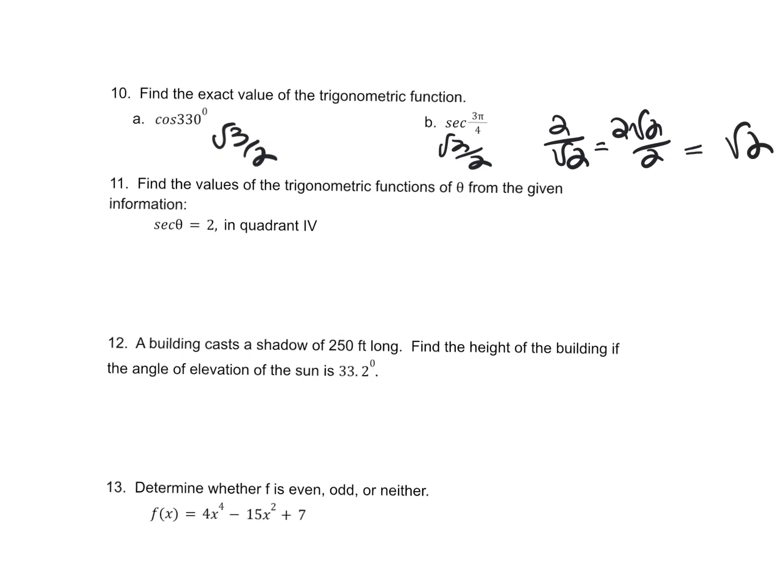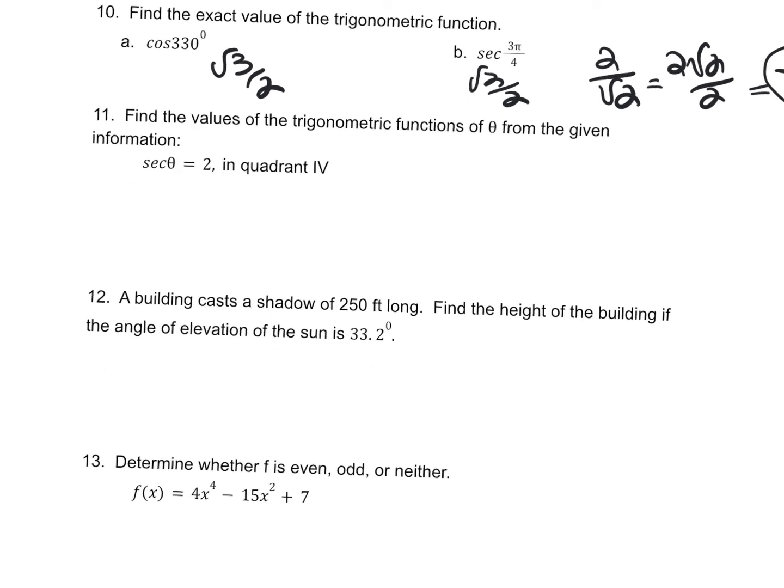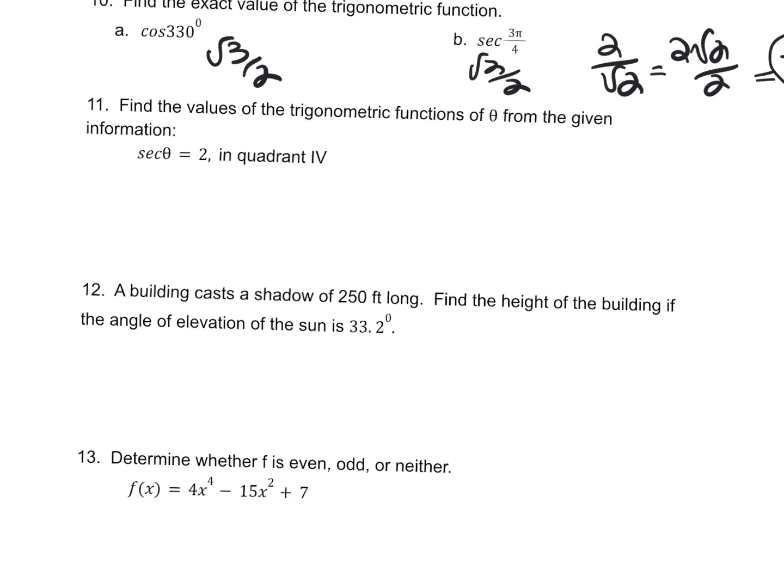Now it says 3π/4. Think about that. That's really 3/4 of the way to pi, which is in quadrant 2. Cosine is x, which is negative in quadrant 2, so it's negative square root of 2. That's a good one.